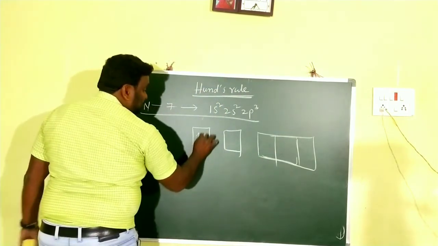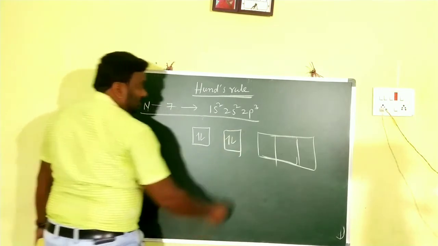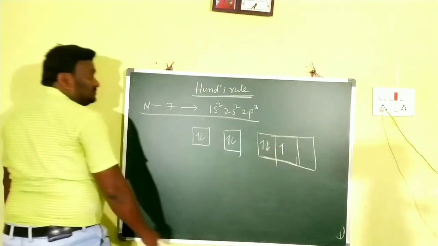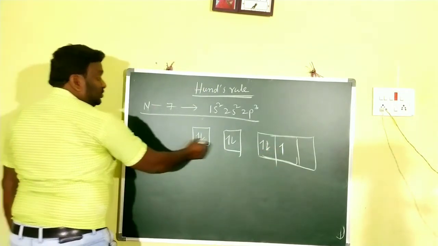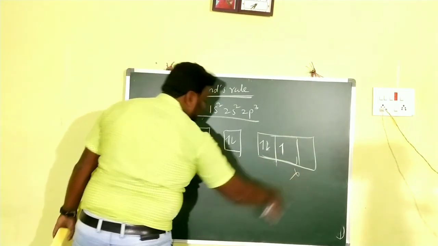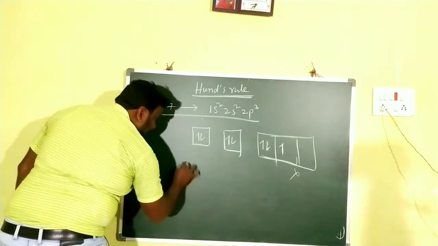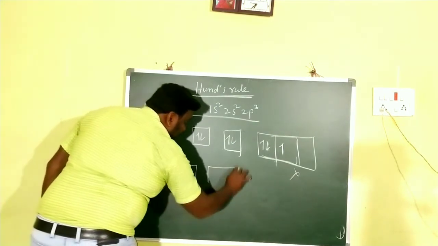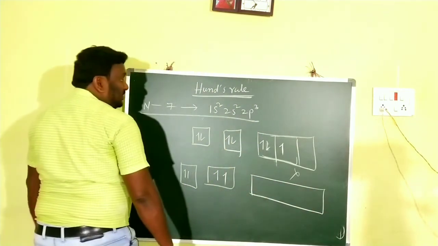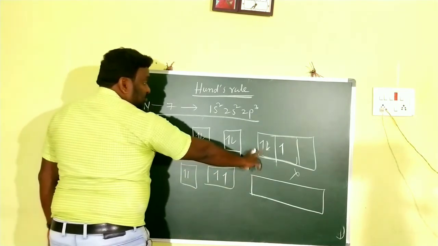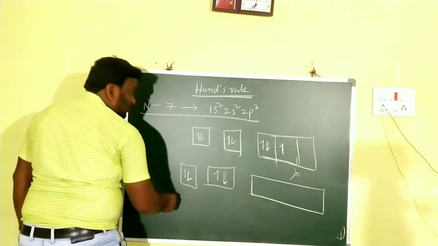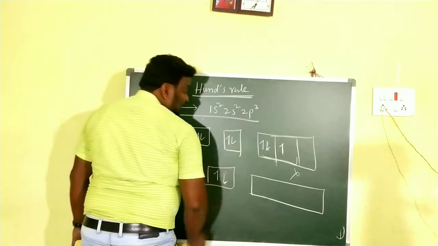Clear? 1s2, 2 electrons are there, 2s2 completed. It is mentioned like this. So is it right or wrong? It is wrong, because according to Hund's rule we will go like this. 1s2, 2s2 is clear. Next, 2p3.